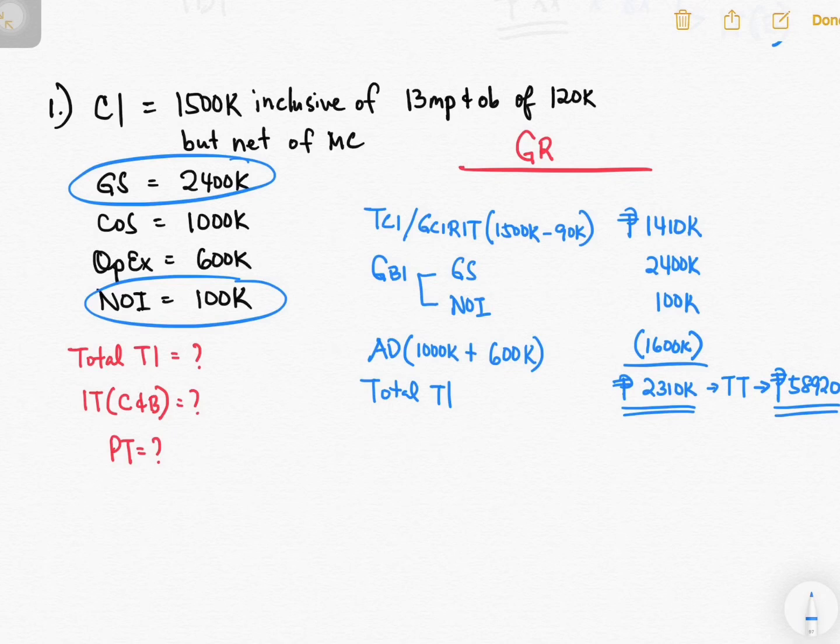How about the amount of the percentage tax? So you refer to your gross sales. Let's use this one. Multiply this by 3%. The answer is 72,000.